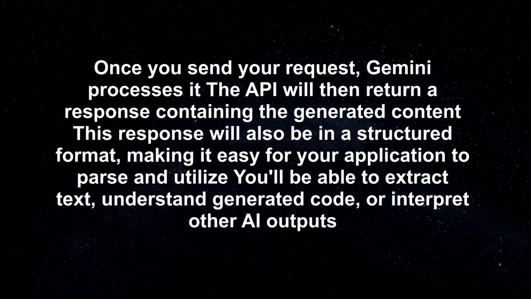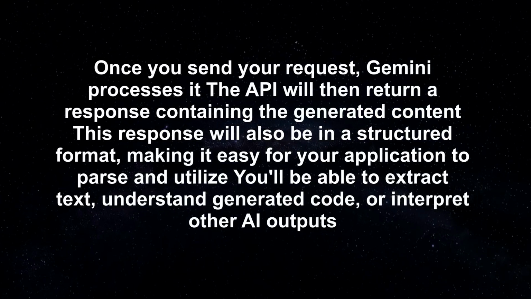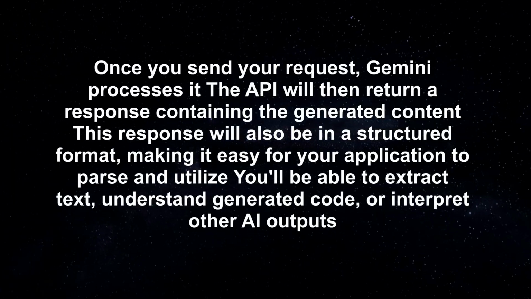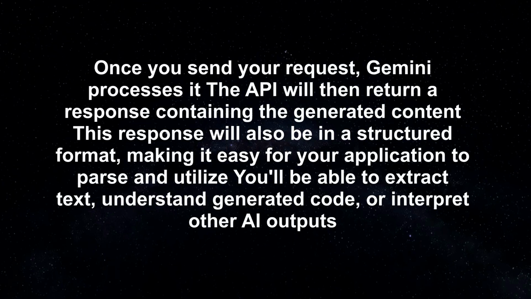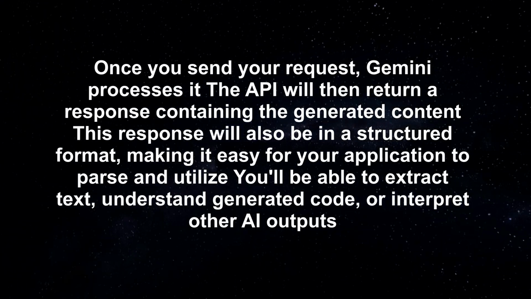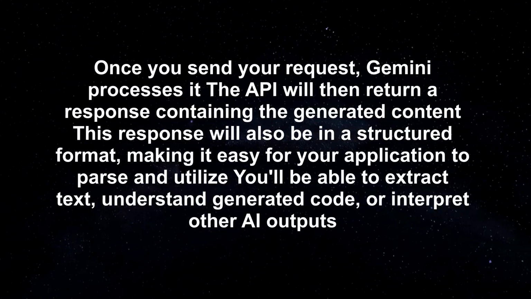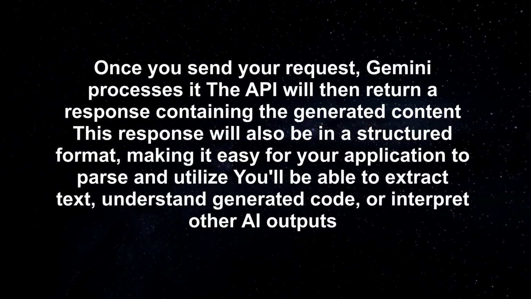Once you send your request, Gemini processes it. The API will then return a response containing the generated content. This response will also be in a structured format, making it easy for your application to parse and utilize. You'll be able to extract text, understand generated code, or interpret other AI outputs.